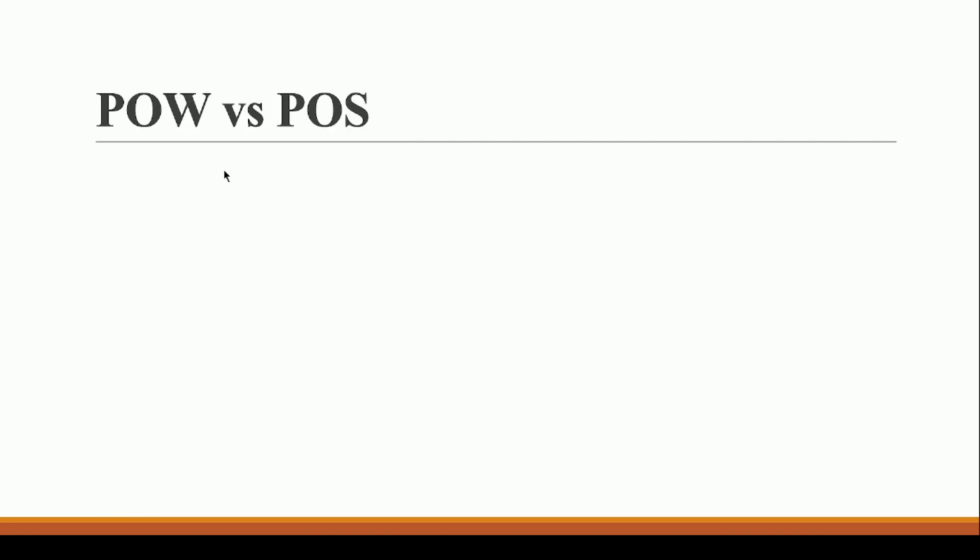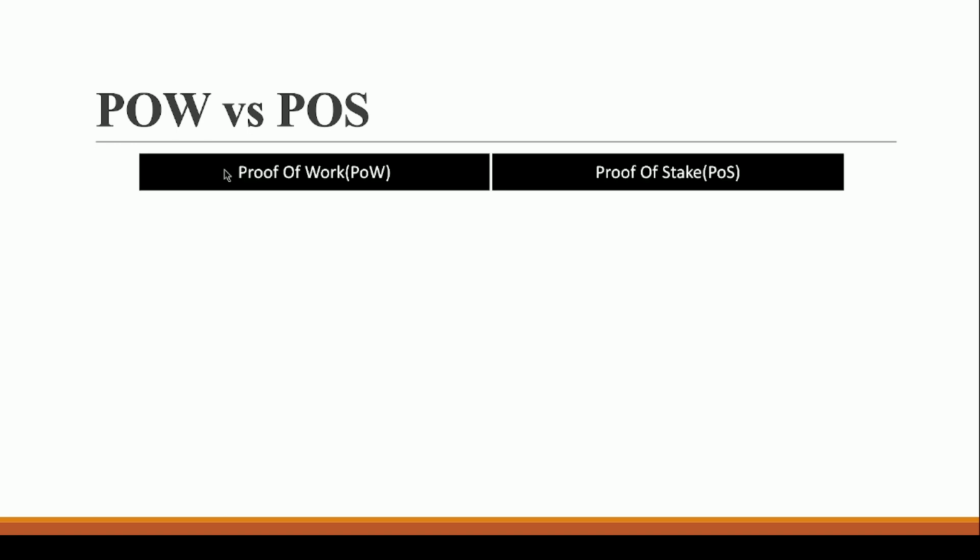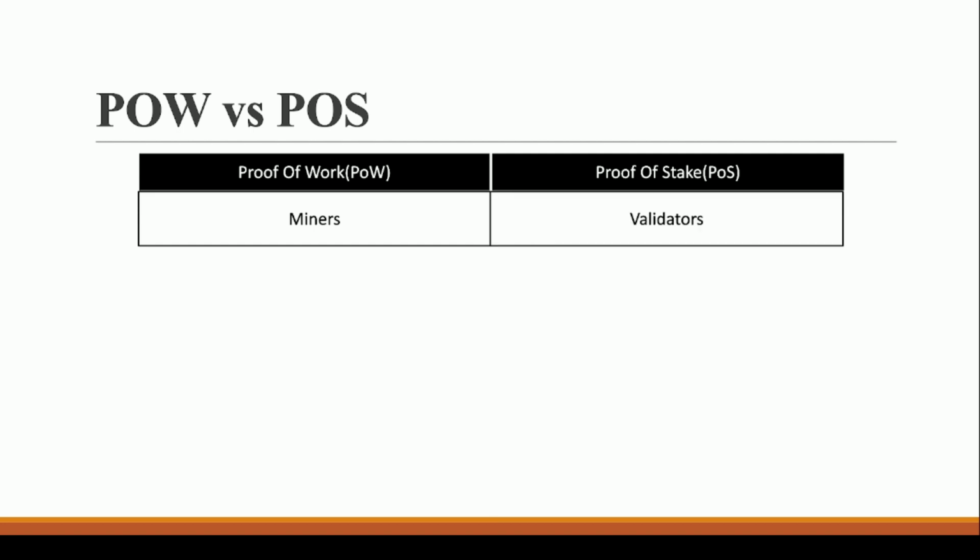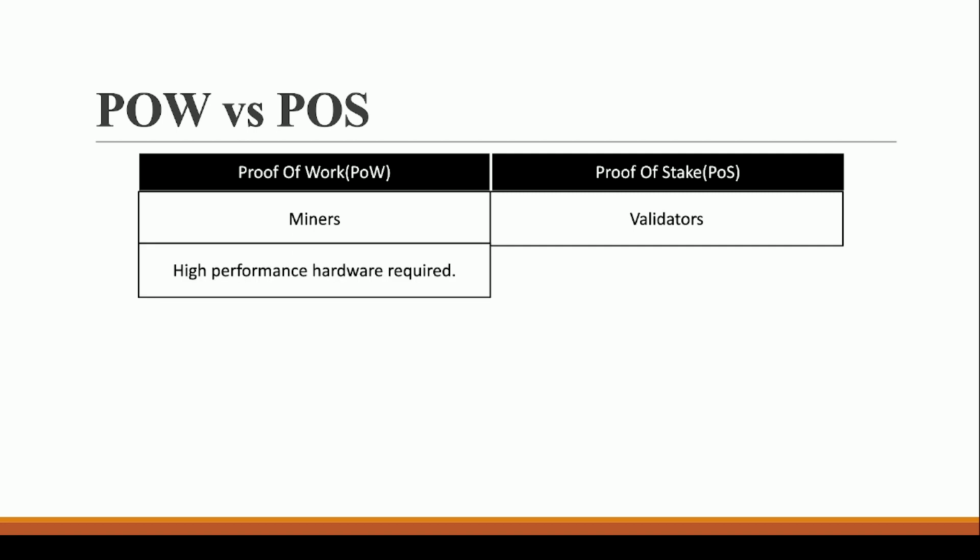Okay, now let us see the difference between proof of work and proof of stake consensus. So if we talk about proof of work, in proof of work, we have miners, right? In case of proof of stake, we have validators. In proof of work, high performance hardware is required. So miners actually need to buy ASIC technology so that they can compete in mining, right? So anybody who solves the mathematical problem first will be the winner, right? So for that, they need to invest a huge amount of money in the technology.